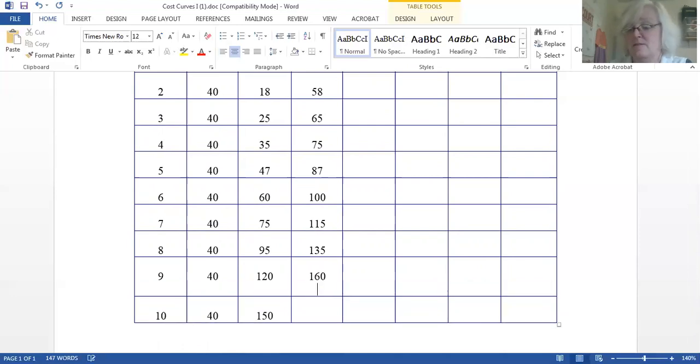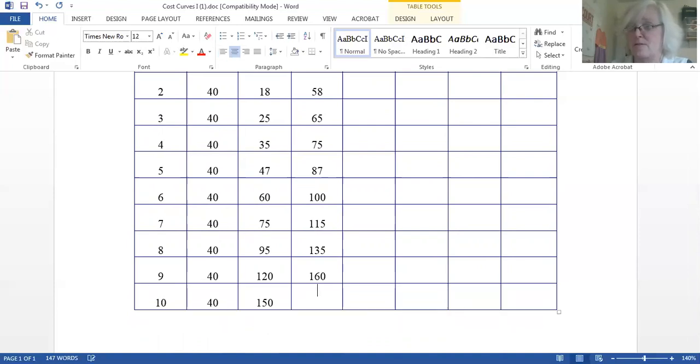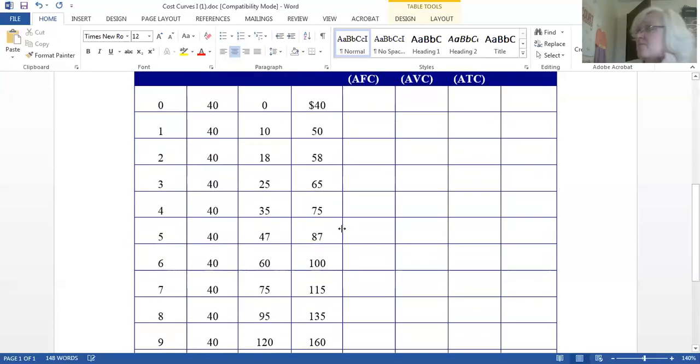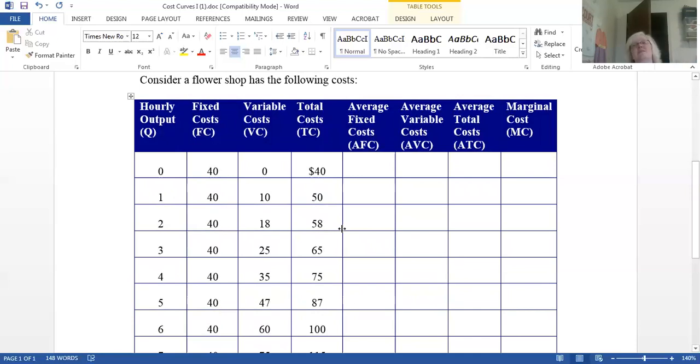All right, so now look how much I've done already. Now I have all my totals. Now, to go from totals to averages, all I do is take these numbers and divide by the first column, the left column, the quantity.